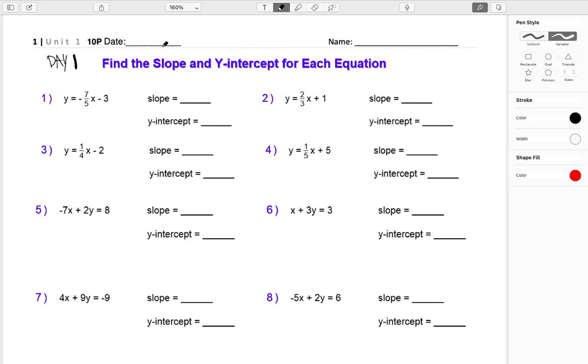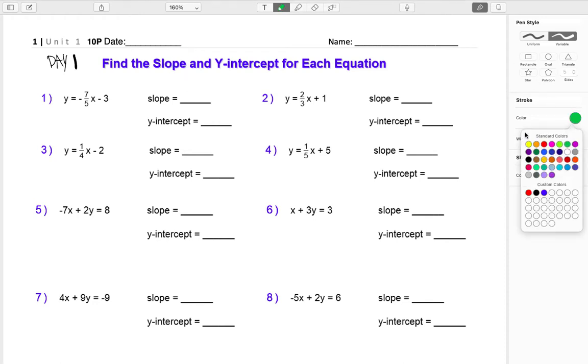Today we are going to get started with linear equations. We are going to go over day 1 and day 2. So first, we need to know how to identify a slope and y-intercept from a given equation.